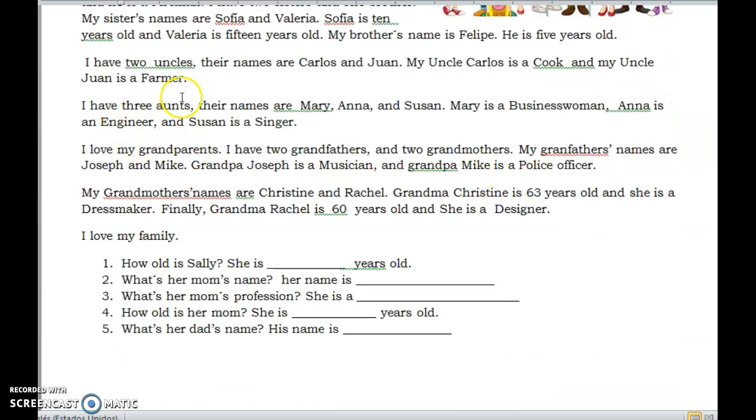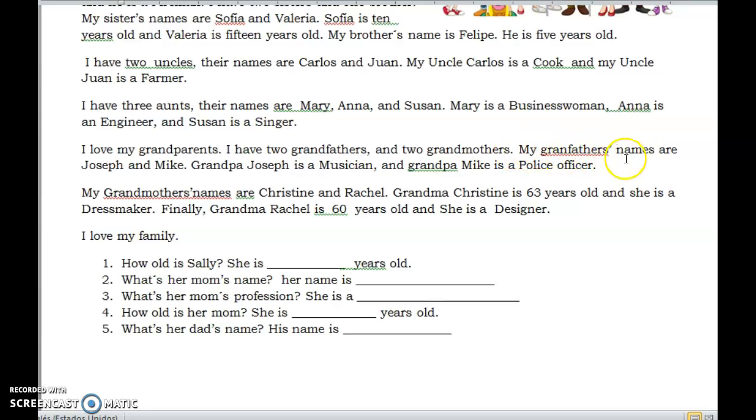I have three aunts. Their names are Mary, Anna, and Susan. Mary is a businesswoman. Anna is an engineer, and Susan is a singer. I love my grandparents. I have two grandfathers and two grandmothers.